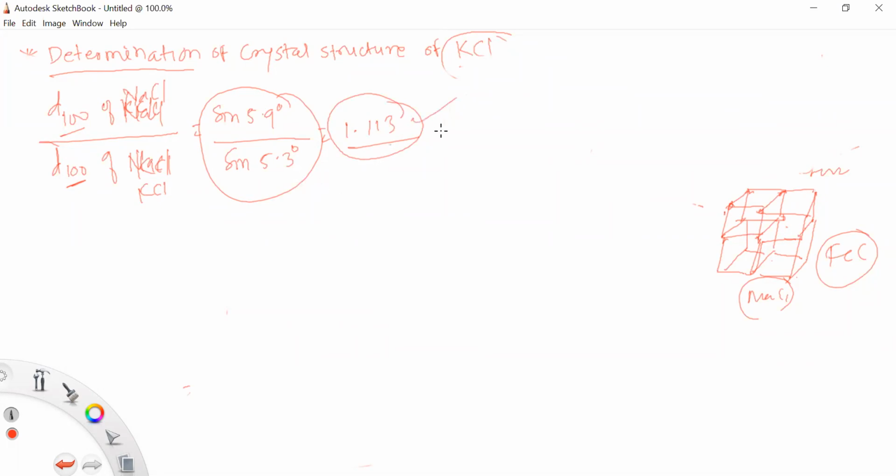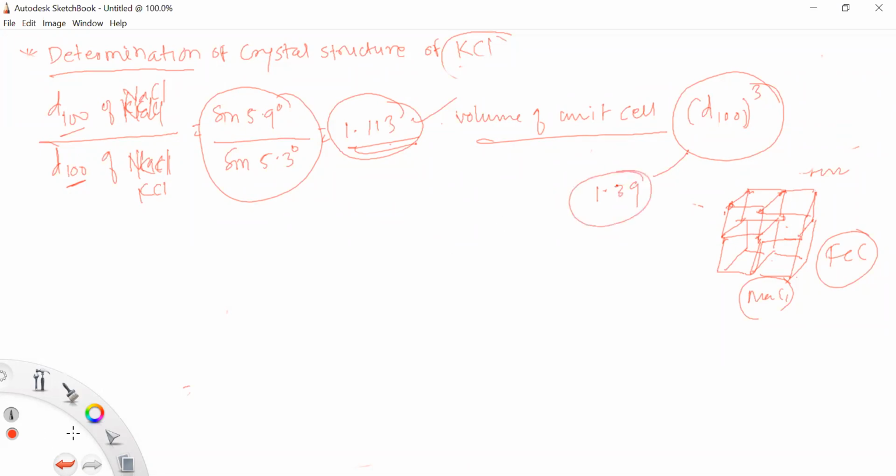आता ही व्हॅल्यूज एक्झॅक्टली काय आहे? So this is the values. It is the volume of unit cell. युनिट सेलची जी व्हॅल्यूज आहे ती व्हॅल्यूज म्हणजे ही आहे आणि ती किती आहे तर D100 raised to power 3. सो दिस इज द युनिट सेल व्हॉल्यूम आणि ही जी व्हॅल्यू आहे D100 रेस टू पॉवर 3 ही जो व्हॉल्यूम आहे युनिट सेलचा ही आहे 1.1, सॉरी इट इज 1.39 ही एक्झॅक्टली ती आहे राईट.